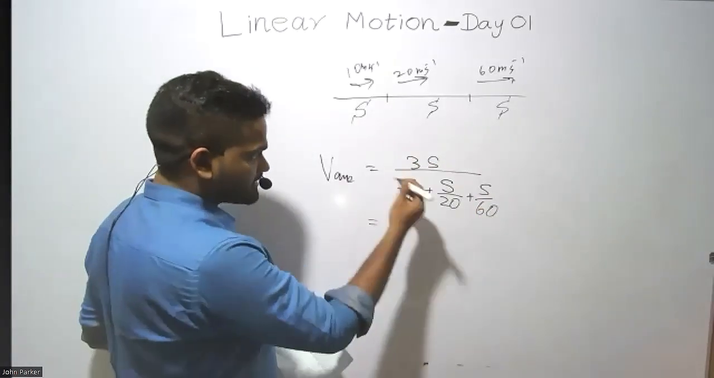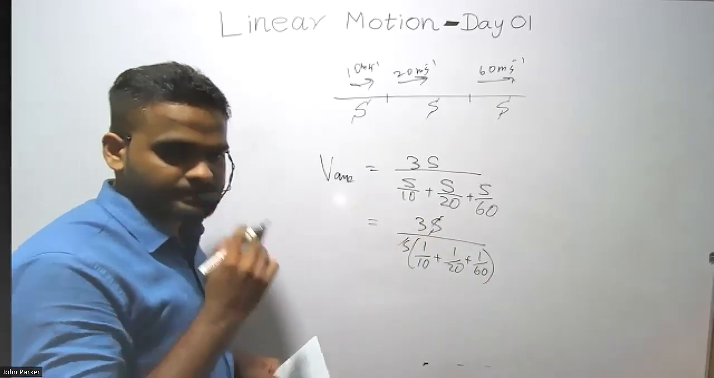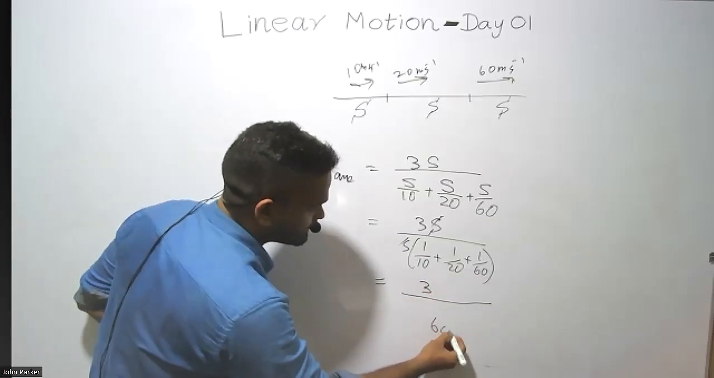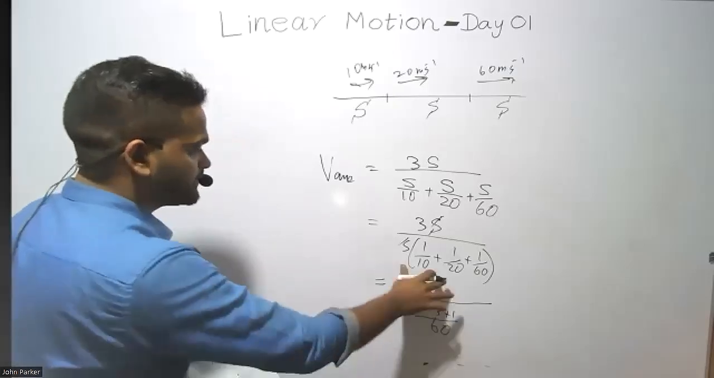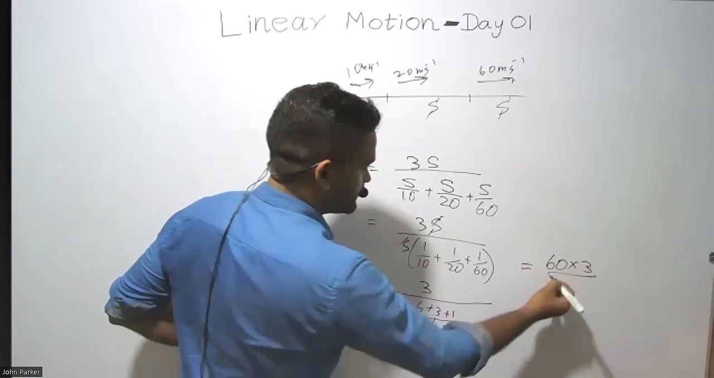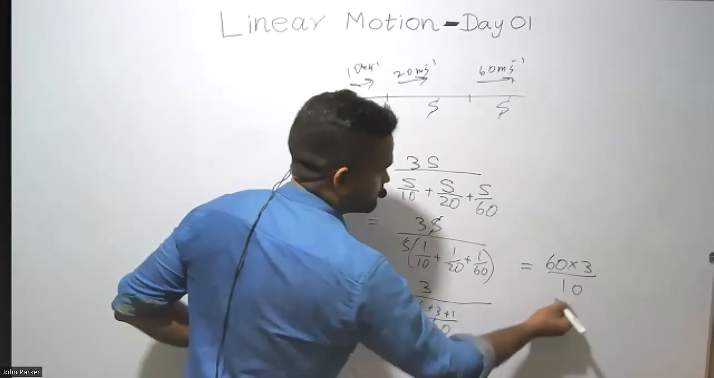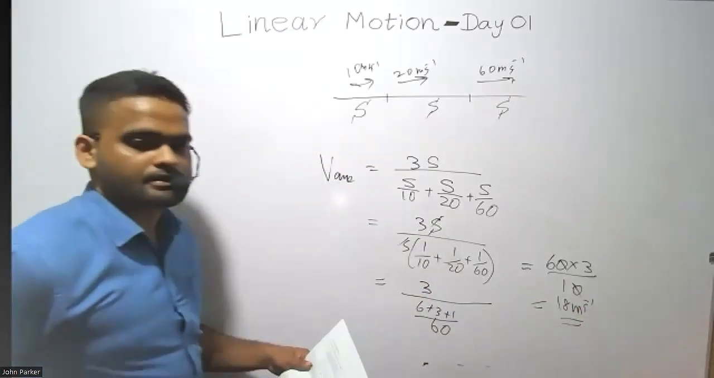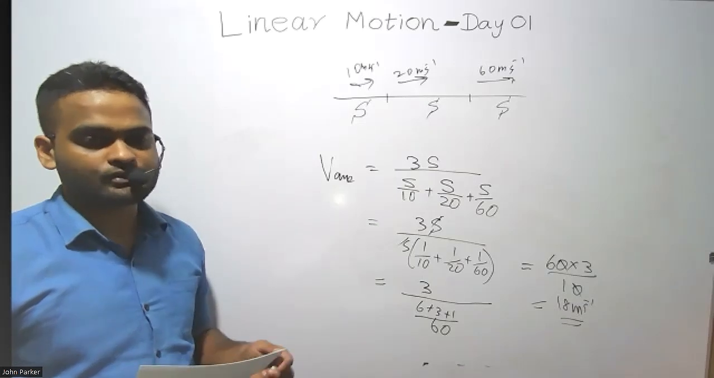Then you can take s out. s cancels off. So here the common denominator is 60. So you get 6 plus 3 plus 1, then 60 goes up. Then 3 divided by 10. Yeah. So the answer is 18 meters per second in order to find average velocity.